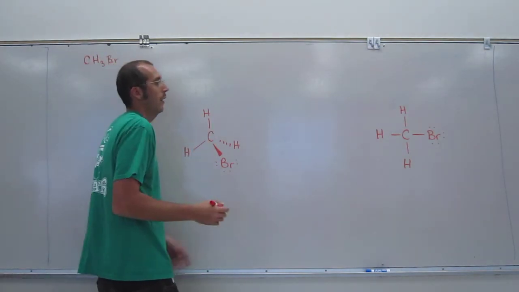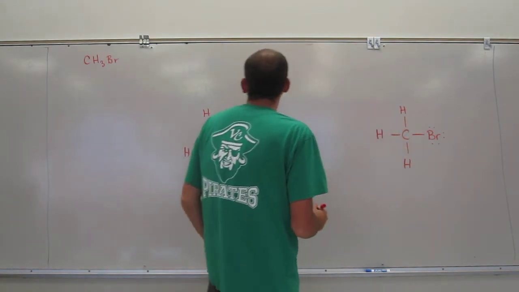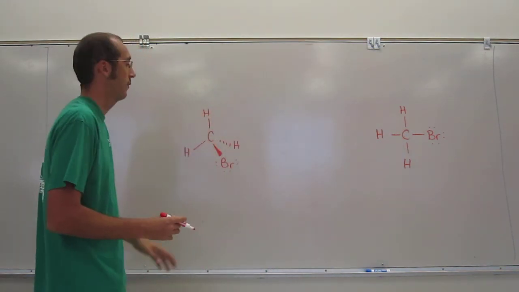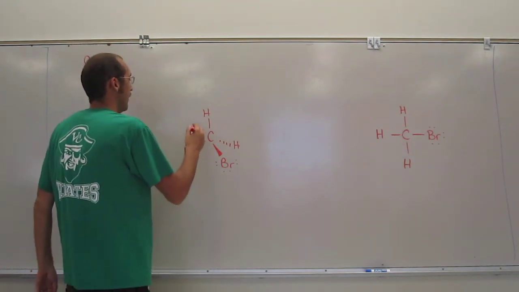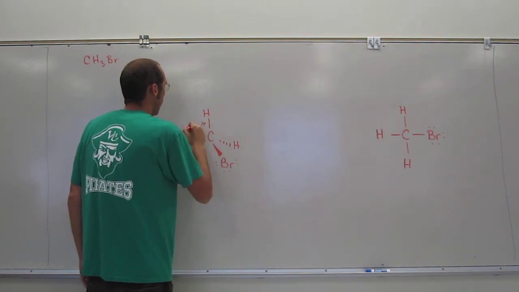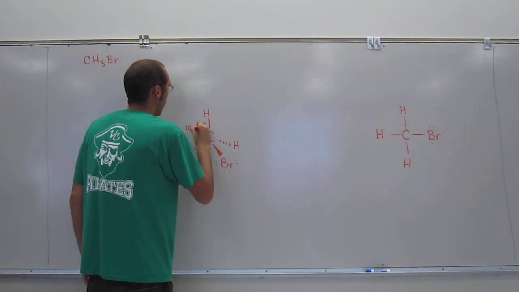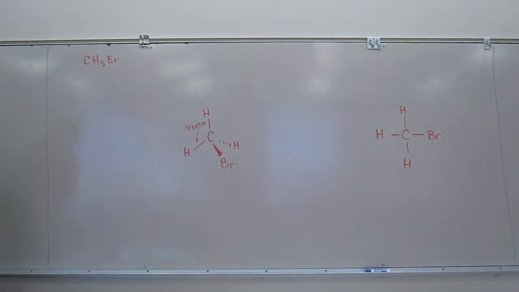In actuality, that would look like a 90 degree angle, but if you think of it as a sphere, the furthest four things can get away from each other on a sphere is 109.5 degrees. Oh, that's going to be one of the questions later, sorry. I jumped the gun.